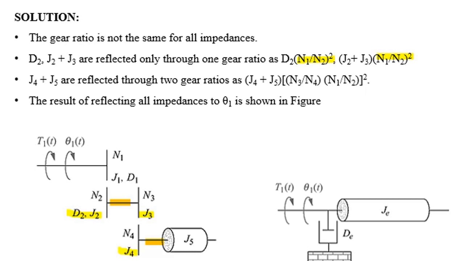Now the impedances of third stage, which include J4 and J5, first they will transfer to second stage by multiplying gear ratio square n3 over n4, and then they will transfer to first stage by multiplying n1 over n2 whole square. The result of reflecting all the impedances to input stage is represented in figure 2, having input torque T1, angular displacement of theta 1, with equivalent inertial component represented by JE and equivalent damping component represented by DE.